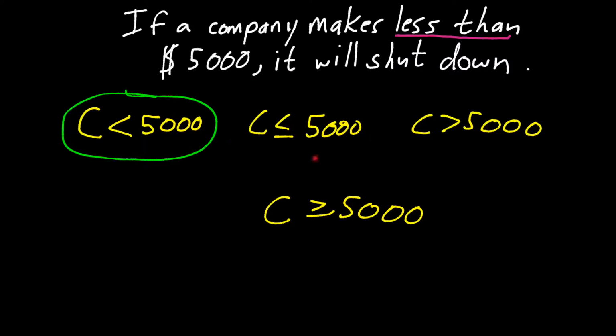We could make a claim that it's C is less than or equal to 5,000, but in that case, it just doesn't fit. This says less than. So that means it has to be smaller than 5,000. If we make exactly 5,000 according to this, it won't be shut down. We have to make less than. So in this case, we would use the less than symbol.